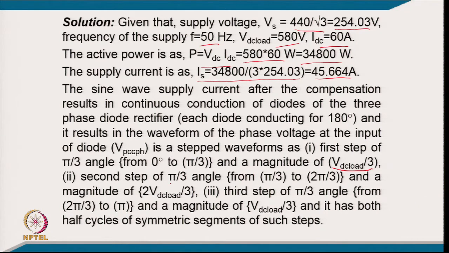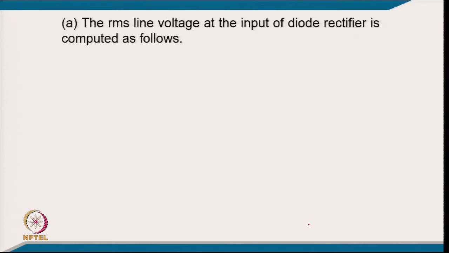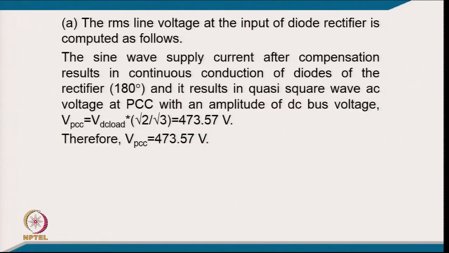The second step of pi by 3 angle from pi by 3 to 2 pi by 3 has a magnitude of 2 VDC by 3, and the third step of pi by 3 angle from 2 pi by 3 to pi has a magnitude of VDC by 3. It has both half cycles with symmetric segments of such steps. So, the RMS line voltage at the input of diode rectifier, which is also called PCC, is computed as follows.